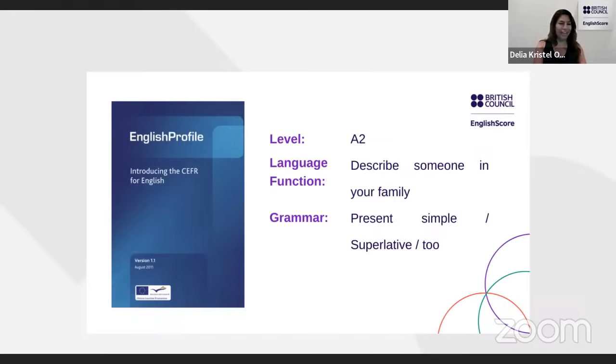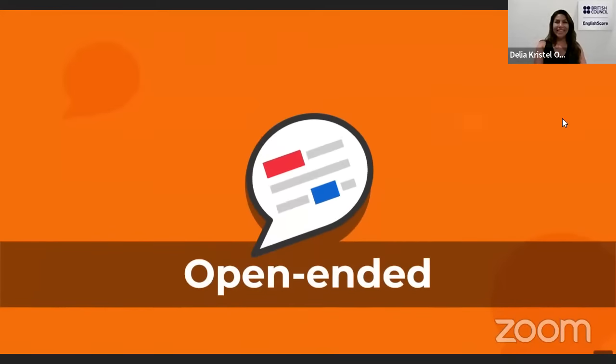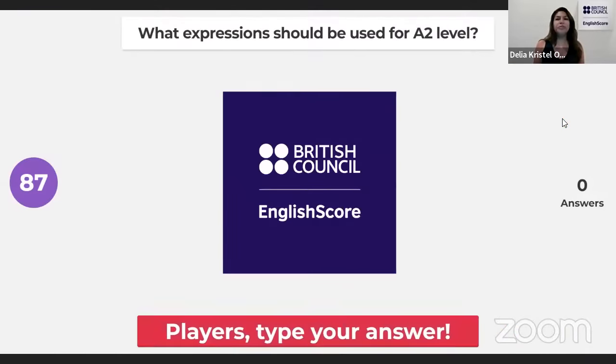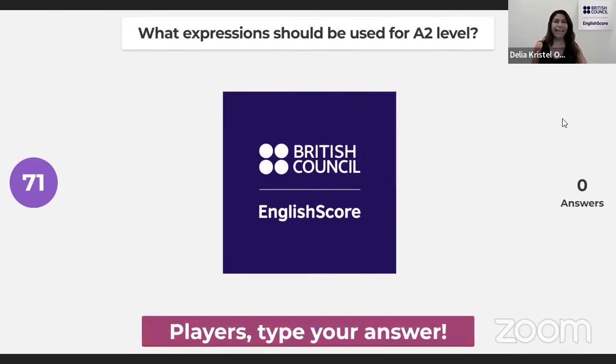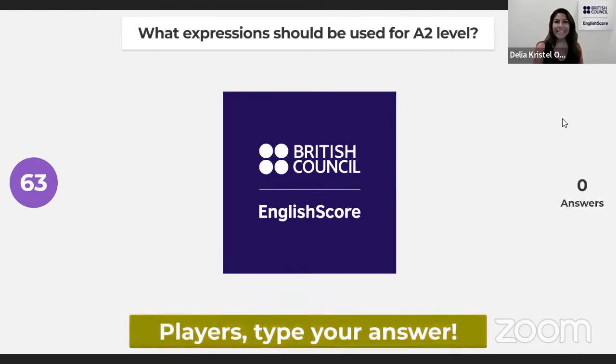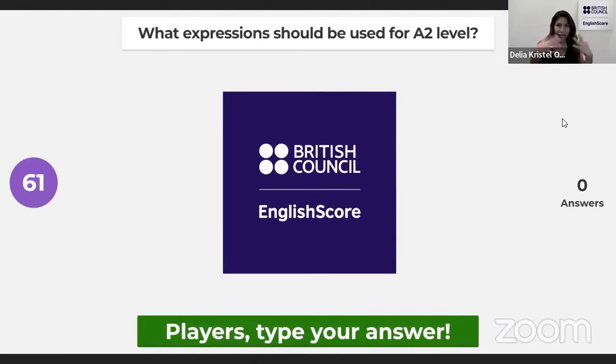Question, and let's start playing, okay? This question is, what expressions should be used for A2 level? You have the booklet, you have the English Profile with you, so please click on the link, open it, and try to share some of the expressions that you have found for A2 level. Let's see how many of you are exploring the booklet right now and trying to find the expressions for A2 level.